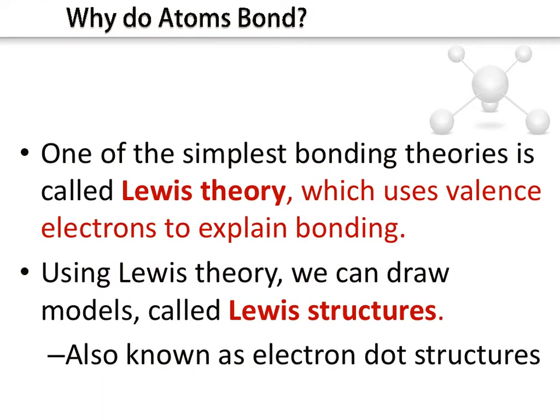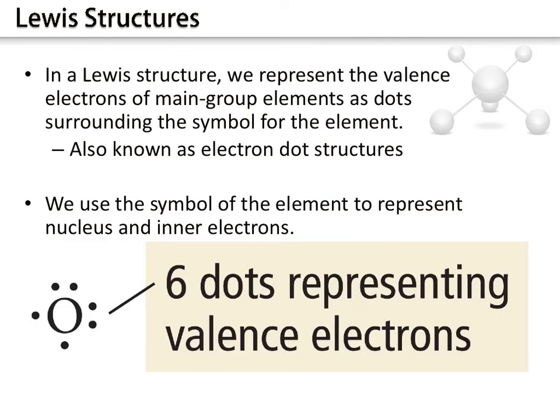One of the theories that was developed and is really handy when talking about chemical bonding is the Lewis theory. And the Lewis theory simply uses dots to represent valence electrons. So let's look at an example of that. For example, if I were to draw the Lewis dot structure for the atom oxygen, oxygen is in group 6A, so it has 6 valence electrons.